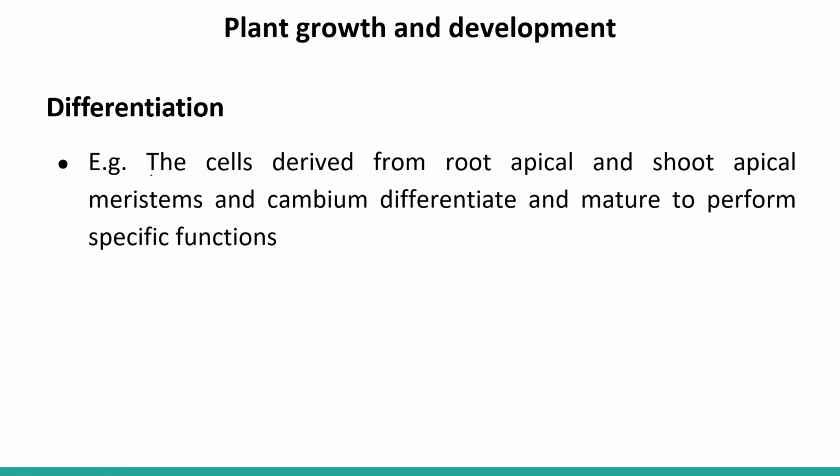An example of differentiation we can see is the cells derived from the root apical and the shoot apical meristem. This you already know, the root apical meristem is present at the tip of the root, whereas the shoot apical meristem is present in the shoots. Both these meristems contain meristematic cells. So let's talk about the root apical meristem and shoot apical meristem first. These contain undifferentiated, meristematic cells, and now these cells will undergo differentiation.